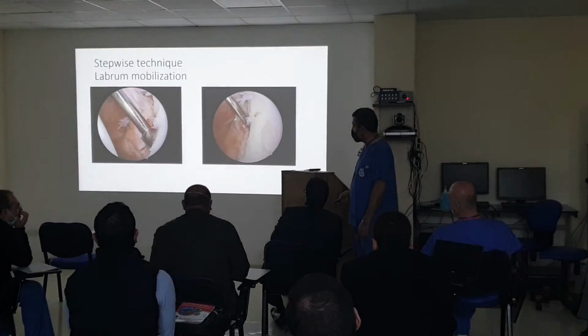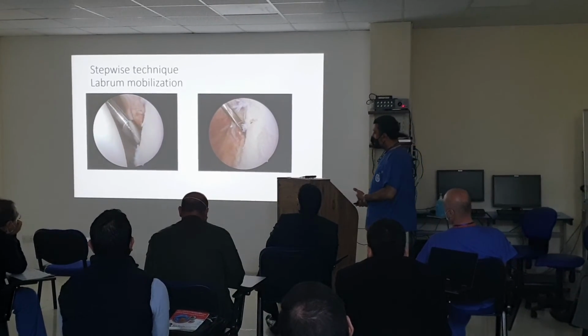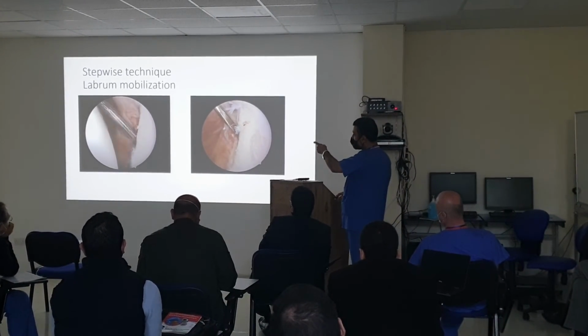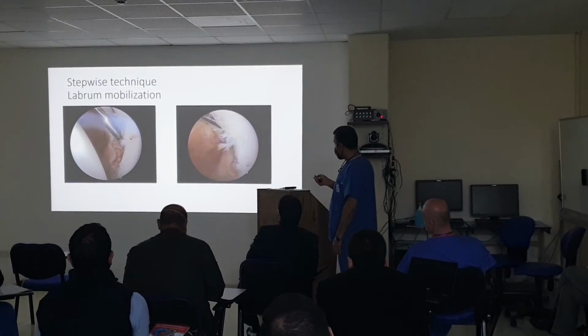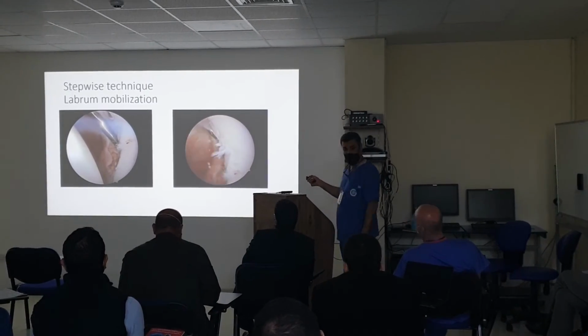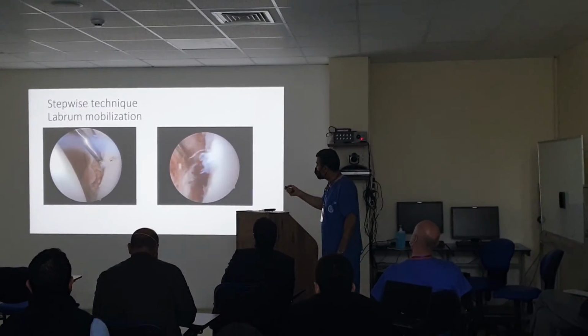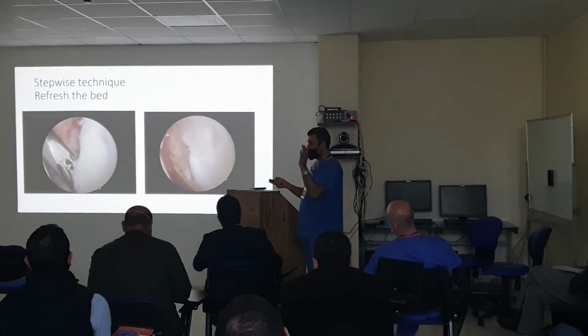I'll show you now. Now the first step is to mobilize the labrum. After I diagnose the pathology, I have to mobilize. This is a dissector, which is very nice. You can use it. And mobilize till you see the subscap fibers. You see here the subscap fibers. Mobilize till I see the subscap. Now the labrum will come to this place.